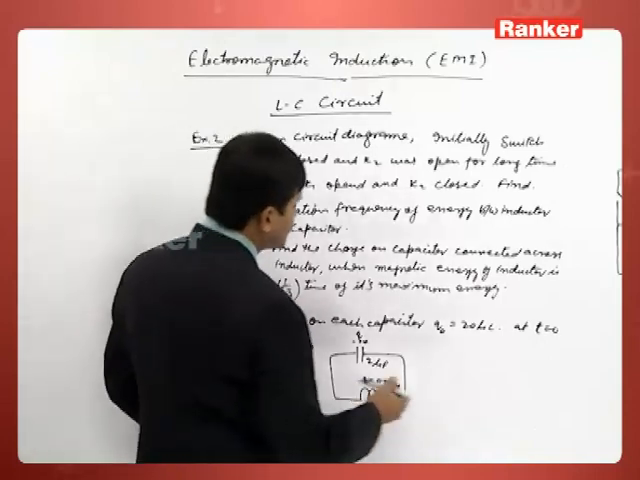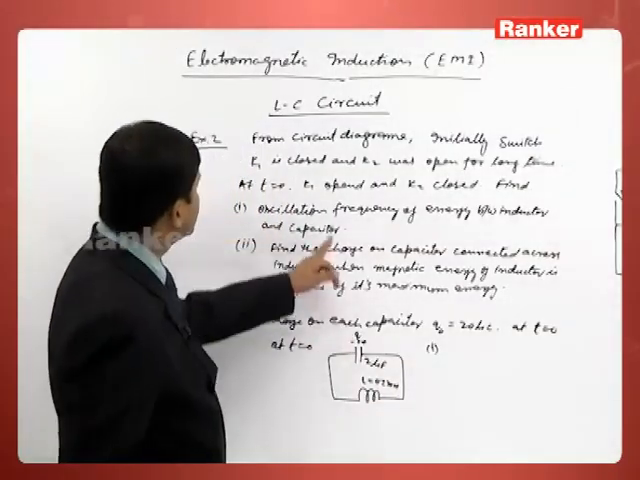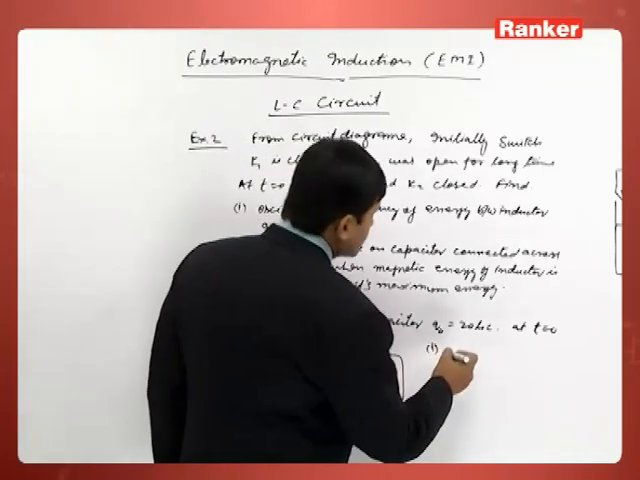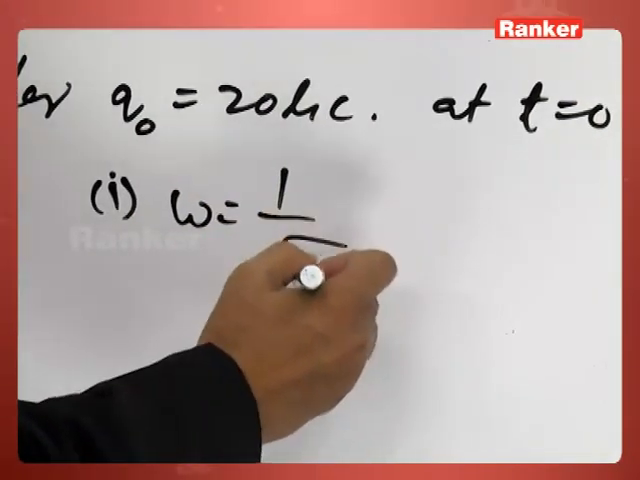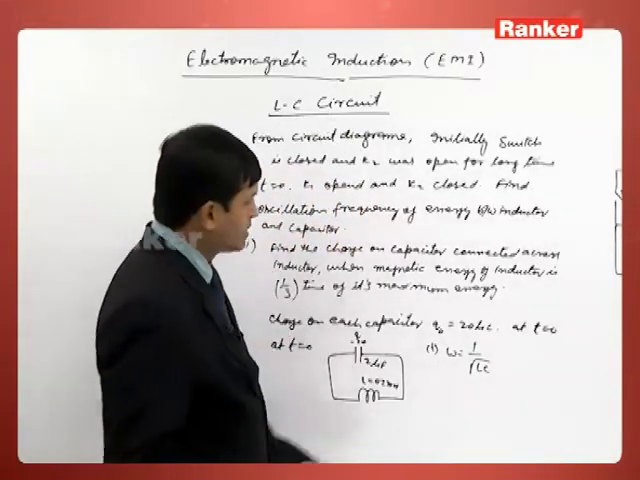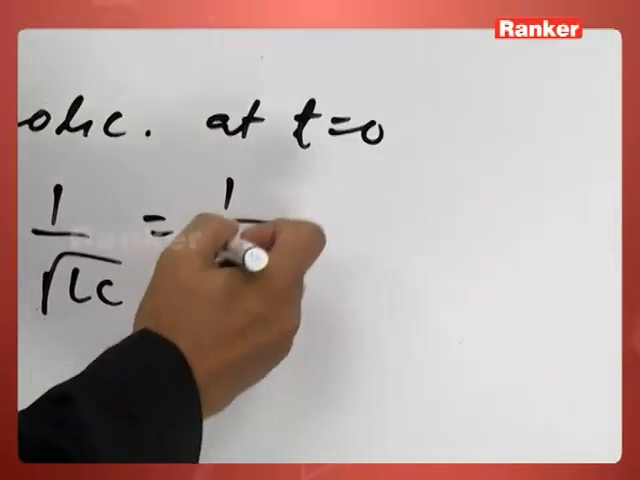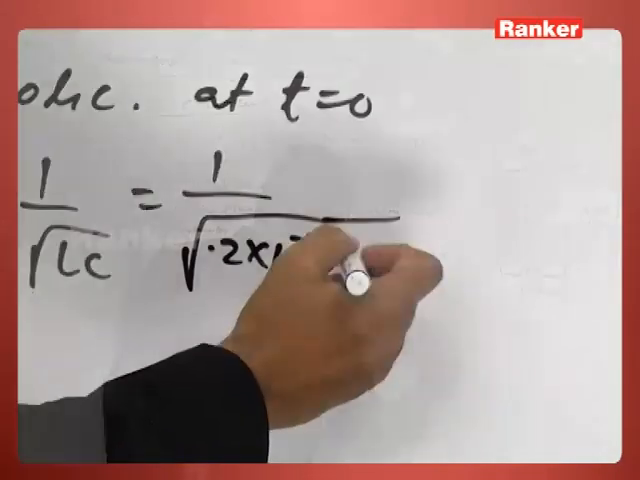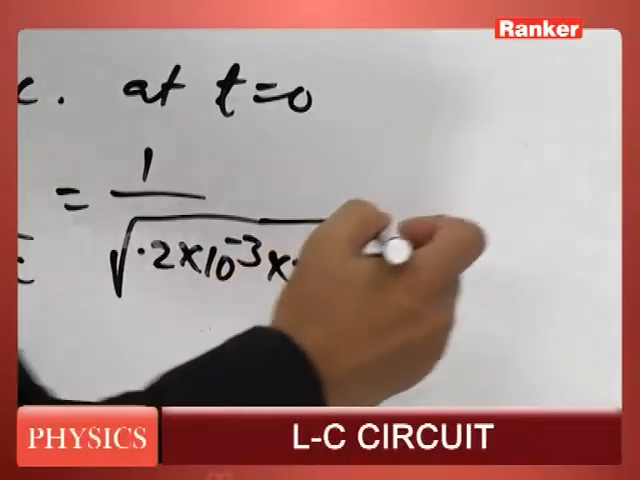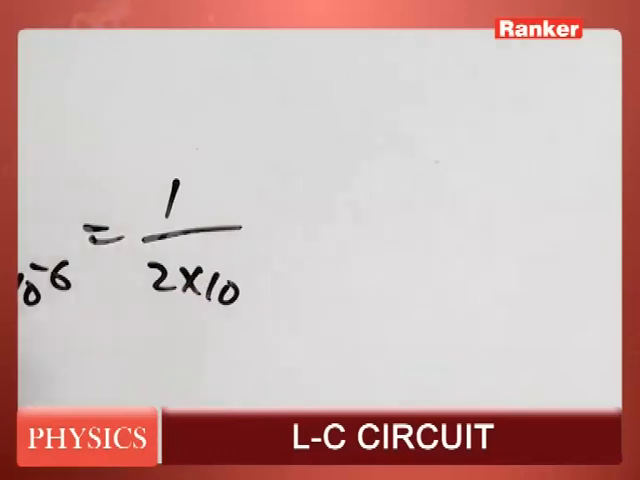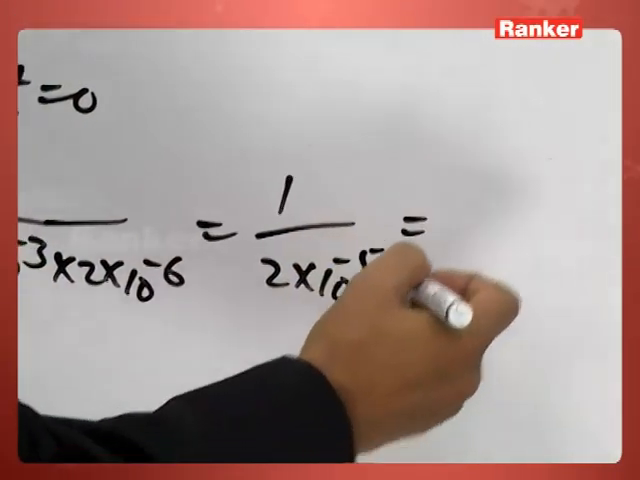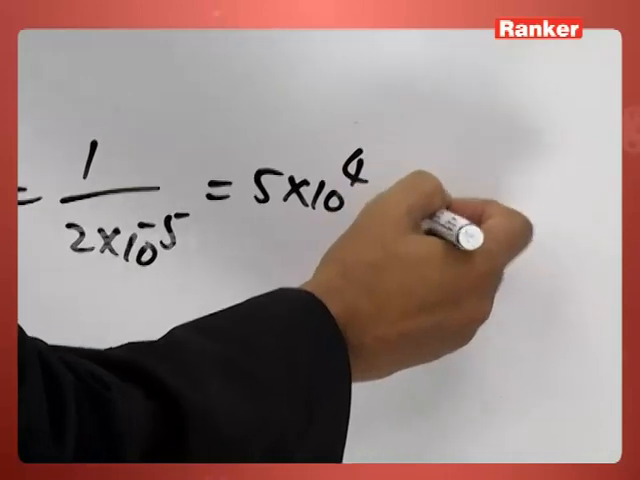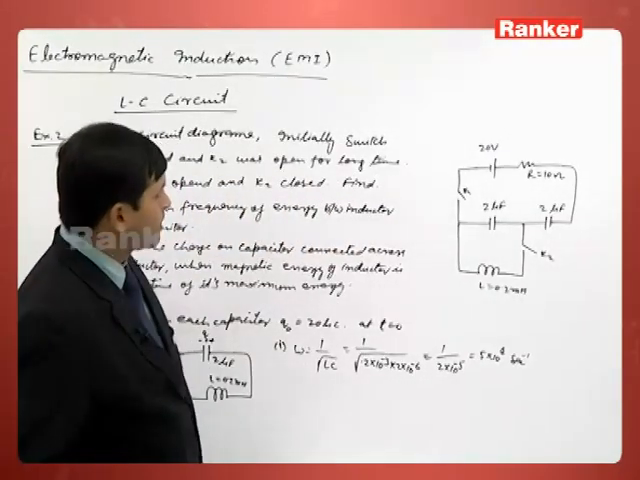In the first part, they are asking the oscillation frequency of energy between inductor and capacitor. So the oscillation frequency omega means the frequency of variation of charge and current. Directly we can get that frequency: L value is 0.2 millihenry, 10 power minus 3, C value is 2 into 10 power minus 6. So this becomes 1 by 2 into 10 power minus 5, which is 5 into 10 to the power 4 second minus 1. This is the frequency.